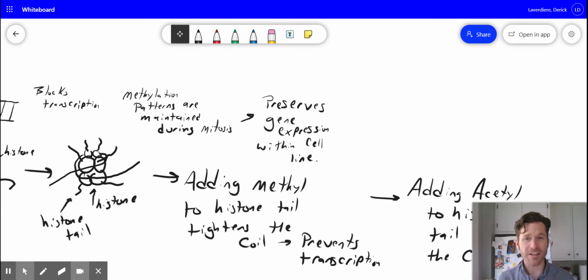And one of the most important aspects of this mechanism is that the methylation patterns are maintained during mitosis. So anytime a parent cell has a specific methylation pattern with specific genes shut off, every daughter cell that is made in that cell line will preserve that methylation pattern. This is what allows our cells to copy themselves as the same type of cell. So when an eyeball cell does mitosis, it makes two eyeball cells. Those two eyeball cells are only going to be expressing eyeball genes. So this is very important in the process of cell differentiation.